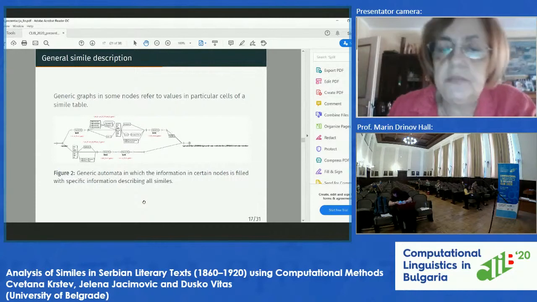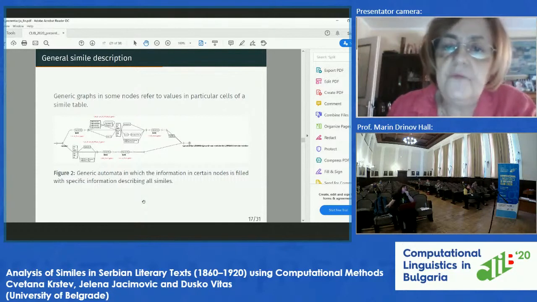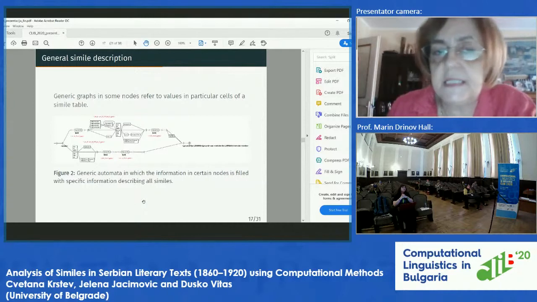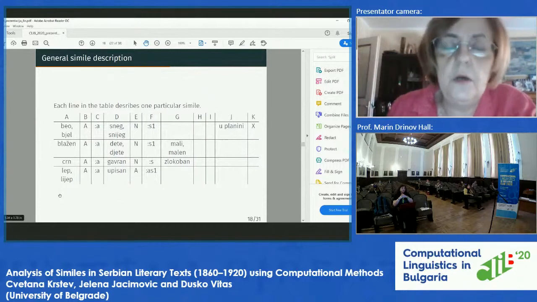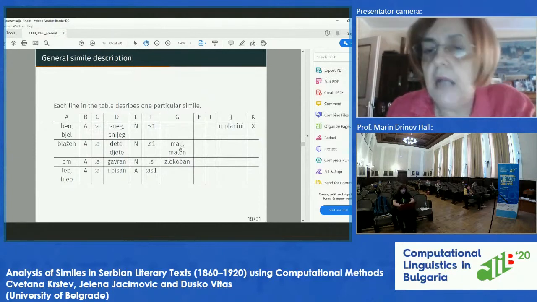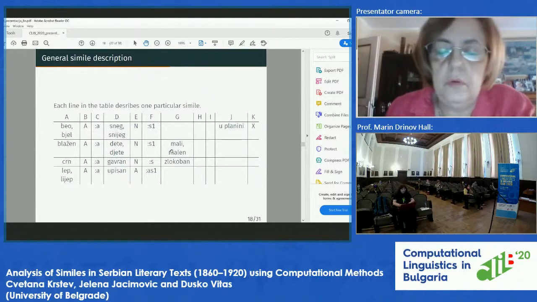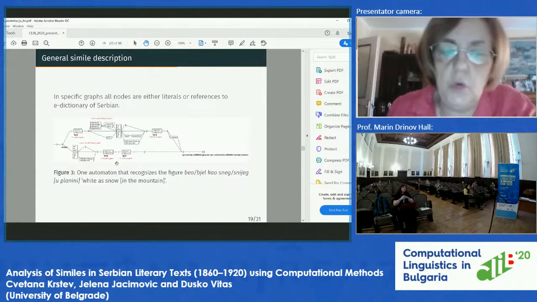Here is one generic graph that describes various word order insertions and modifications. And some of the nodes in this graph actually refer to the cells in the table that describe these simile figures. The table looks like this. So one line is one simile figure, where some variations are described in the cells. For instance, bel, white, can be in Ekavian or Ijekavian form. Then mali, small, can have lexical variants, etc.